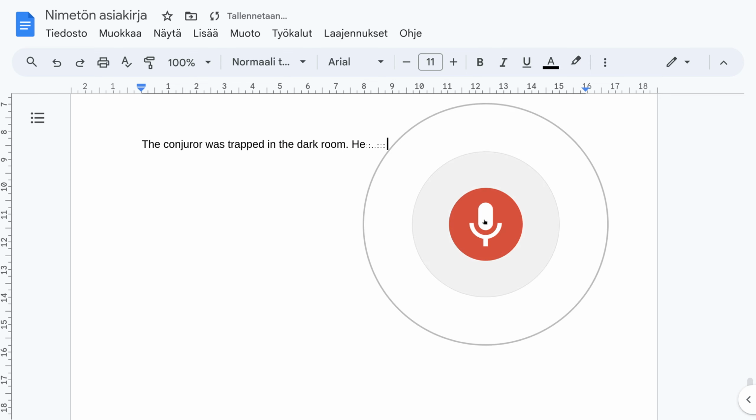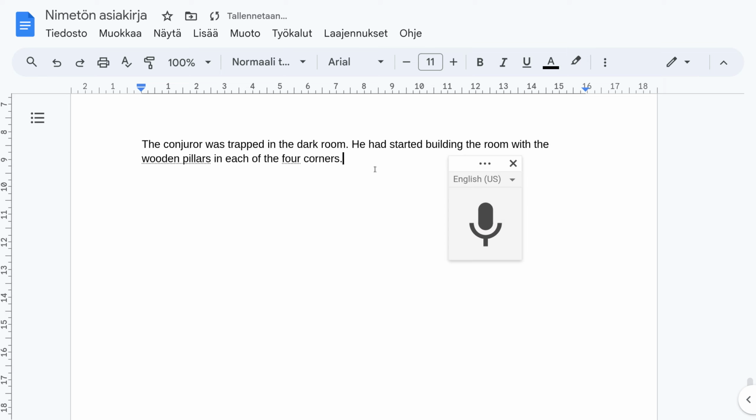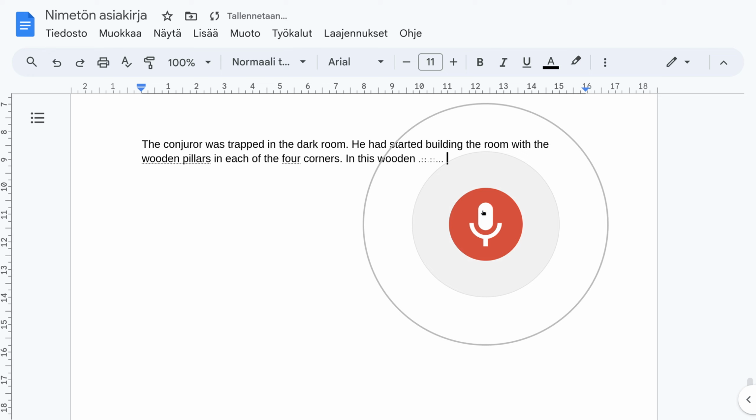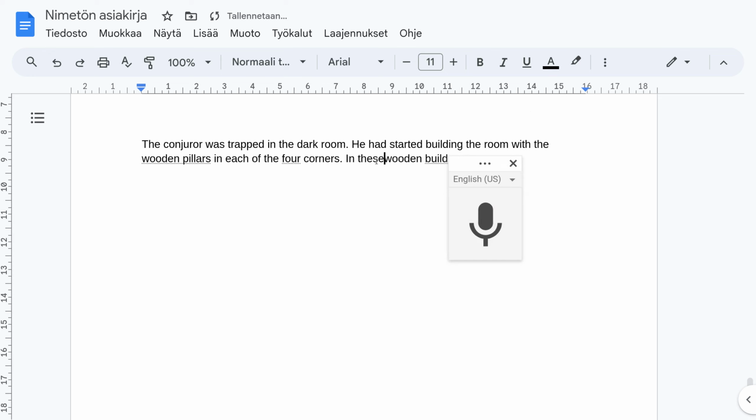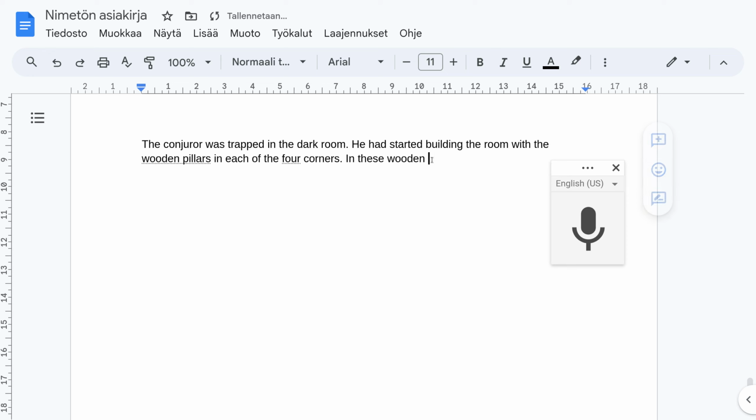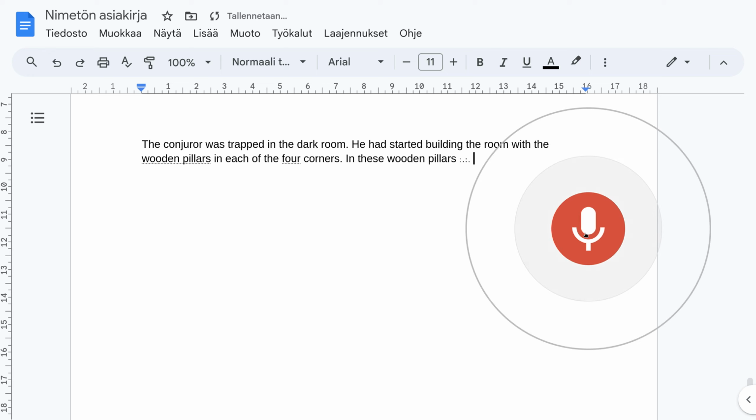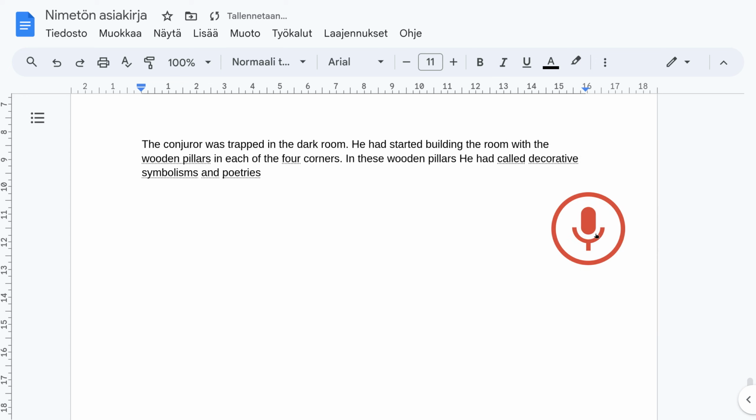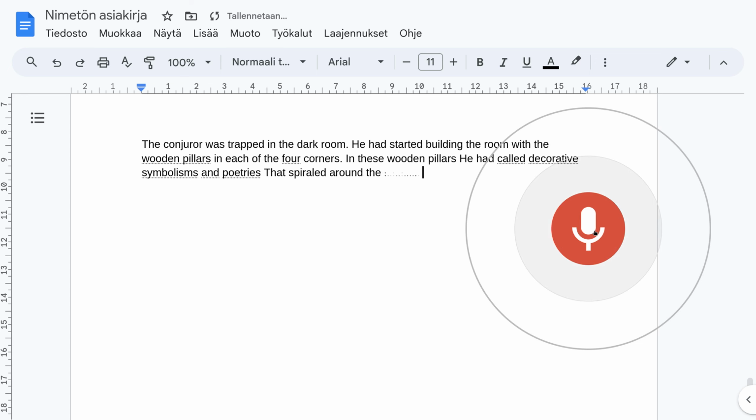He had started building the room with the wooden pillars in each of the four corners. In these wooden pillars, he had carved decorative symbolisms and poetries that spiraled around the wooden surface.